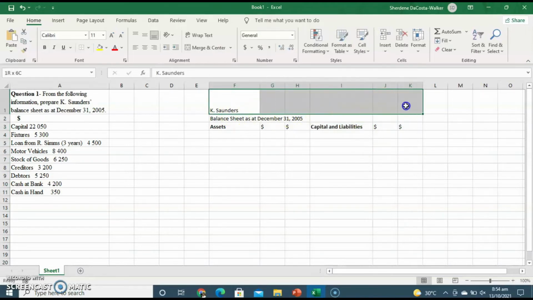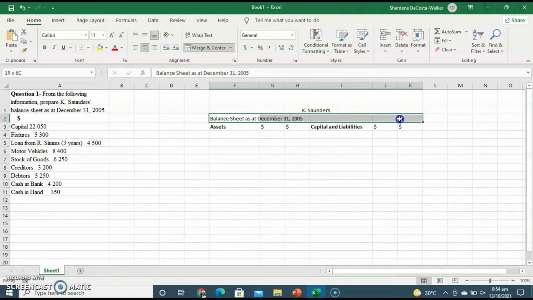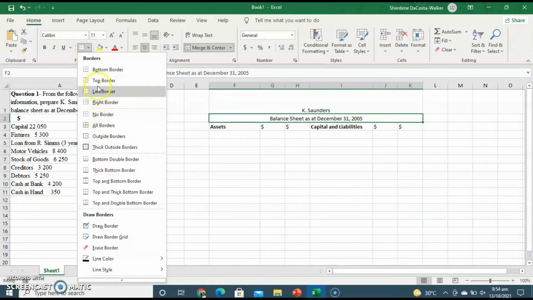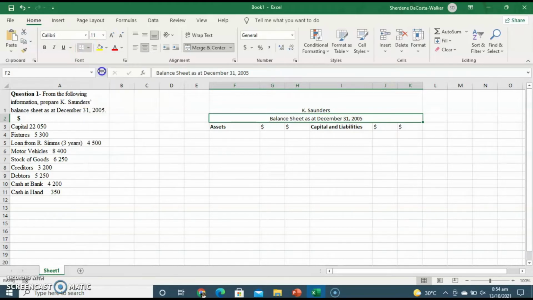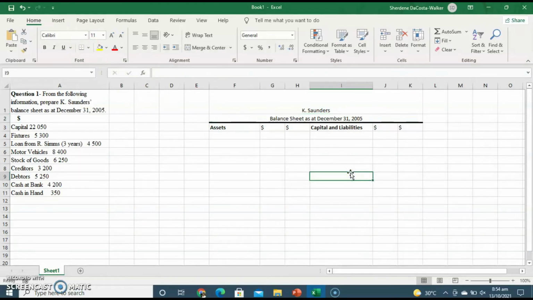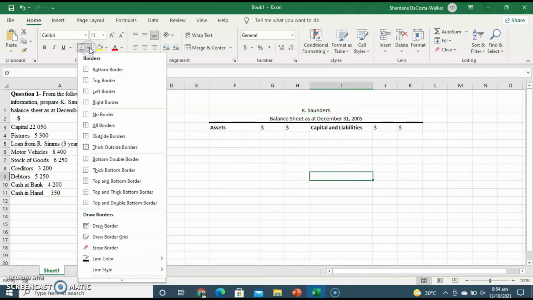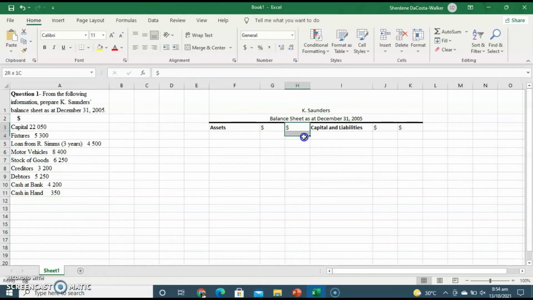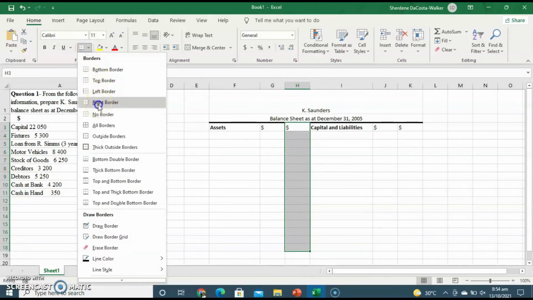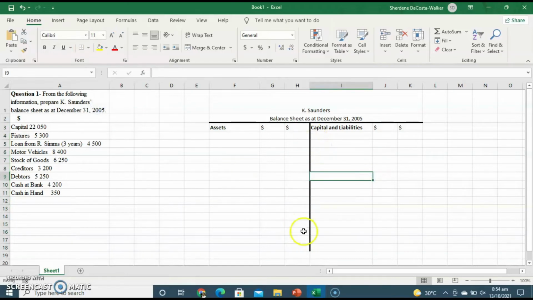So I'm going to ensure that the headings are at the center. So I'm just going to use this feature of Excel to ensure that they're at the center of the table. And then I'm going to underline the heading. All right. I'm going to also have the line in the center. All right, so I have that line.